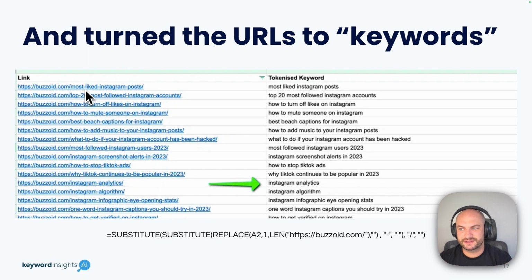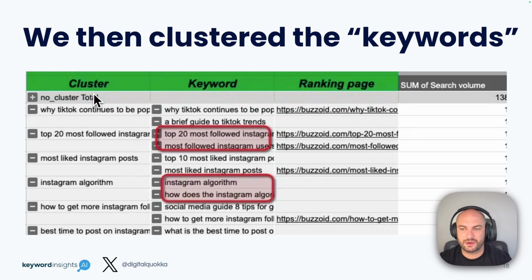And once you've turned your URLs into keywords, either by using the formula and making the URL into a keyword, or as I said, pulling the H1 or the page title, you then want to cluster them. This is what we did here, and you can start to see all the keywords, and remember these are actually URLs, that are grouped together. So we can see top 20 most followed Instagram users and most followed Instagram users, and Instagram algorithm, and how does the Instagram algorithm work. Social media guide, 8 tips for, I think this is getting more Instagram followers and how to get more Instagram followers. So it grouped all the keywords, which are actually the URLs, together, making us able to spot which ones could be combined very easily.